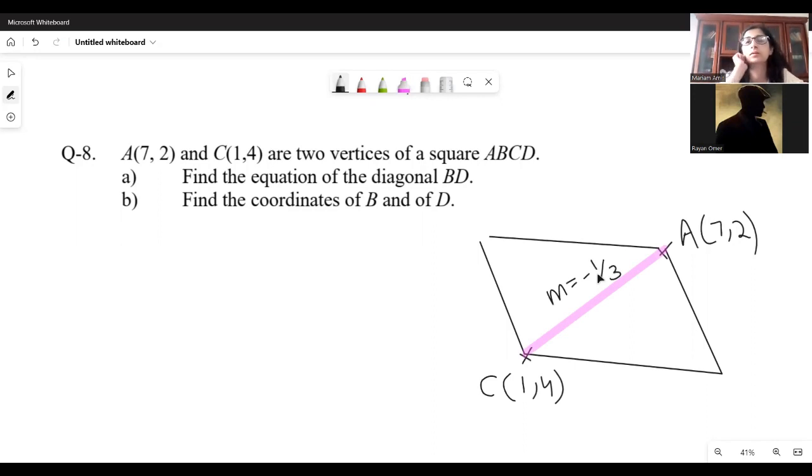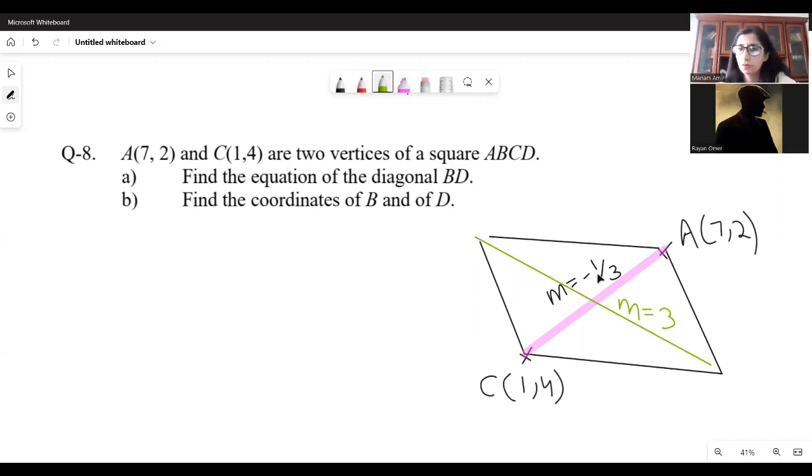Yes. And similarly, Miss, BD would be perpendicular to AC, since it's also a diagonal. Therefore, the gradient of BD would be 3. That's correct. उसके बाद Miss, I think where I went wrong was that I needed a point, either B or D. So using movement, I just approximated that D would be 7,4, and then I found the equation of the line.